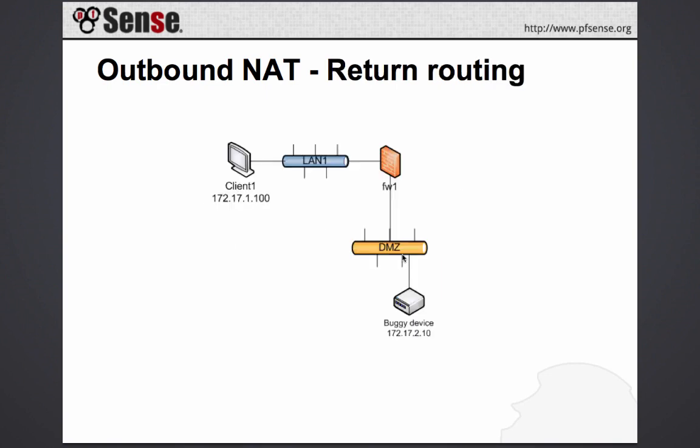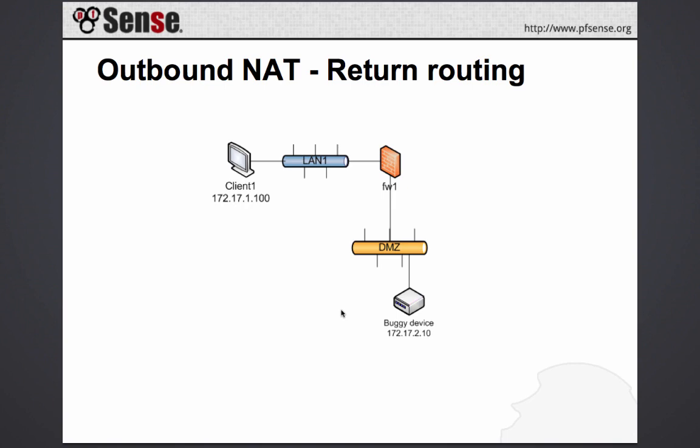So another use of outbound NAT is fixing any kind of broken return routing that may exist on your network. For instance, we have just a buggy device that I'll illustrate here. Sometimes you'll run into devices that just won't use their default gateway for whatever reason, and sometimes you'll encounter a device that thinks its subnet is larger than what it really is configured to be, and it can't route for that reason.